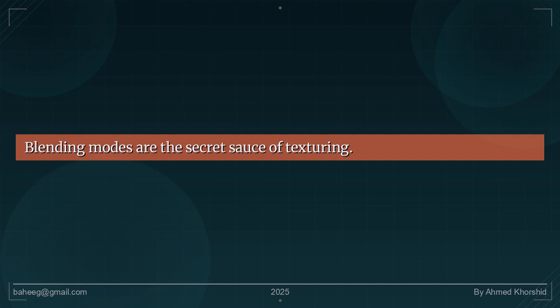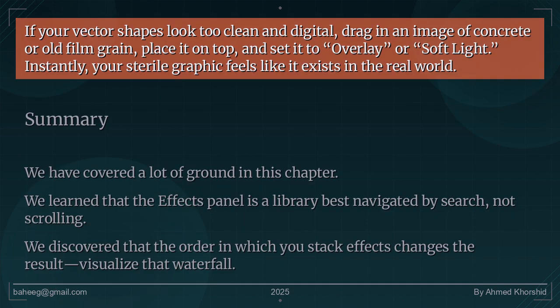Blending modes are the secret sauce of texturing. If your vector shapes look too clean and digital, drag in an image of concrete or old film grain, place it on top, and set it to overlay or soft light. Instantly, your sterile graphic feels like it exists in the real world.